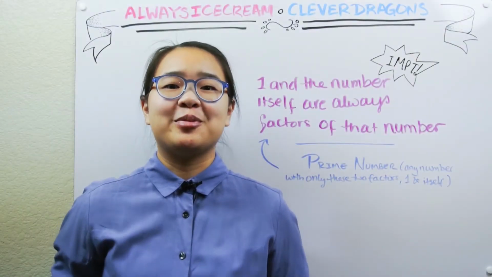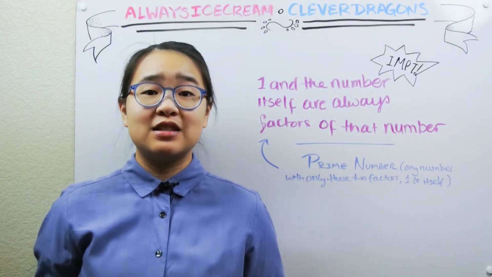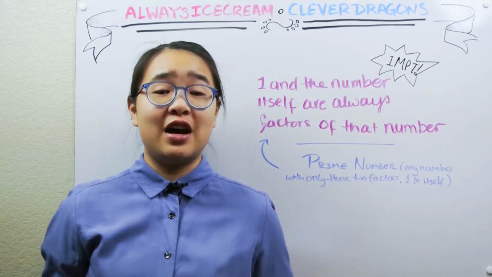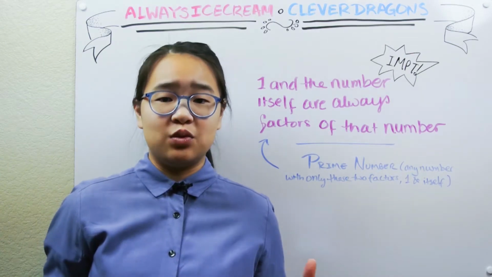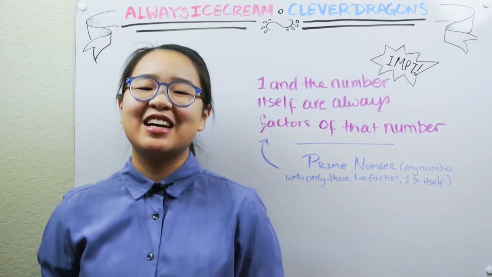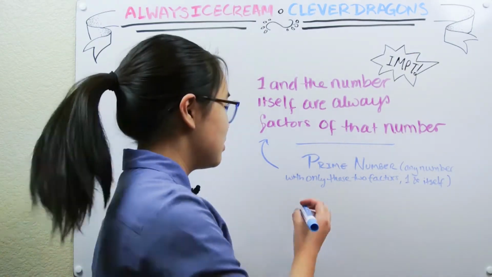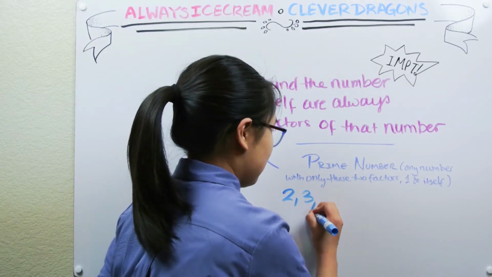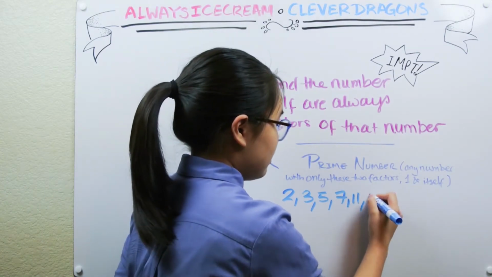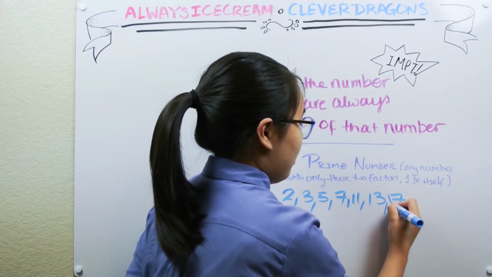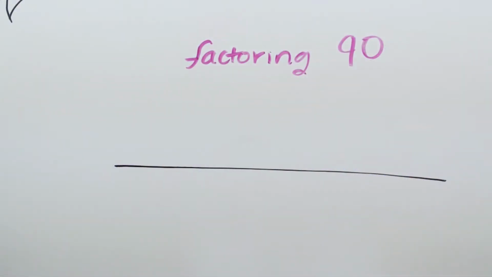You might notice something very important. 1 and the number itself are always factors of that number. This means that for any number greater than 1, there are at least 2 factors, 1 and itself. Any number that has only these 2 factors, itself and 1, is called a prime number. A prime number is only divisible by 1 and that same number. So, for example, 2, 3, 5, 7, 11, 13, 17 are some prime numbers, and these are just the first few ones.